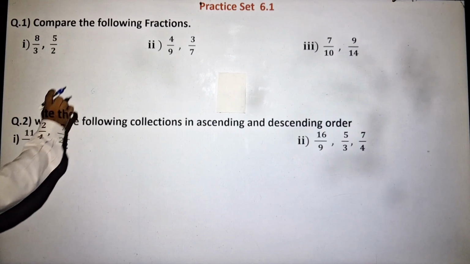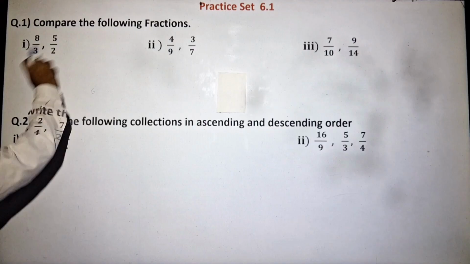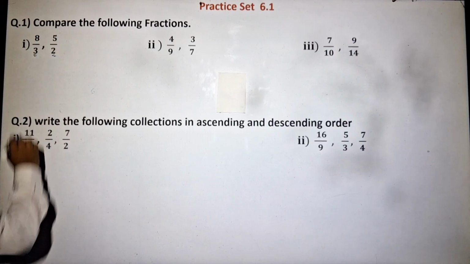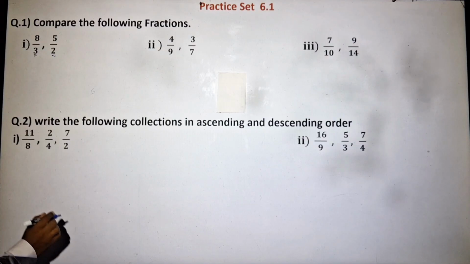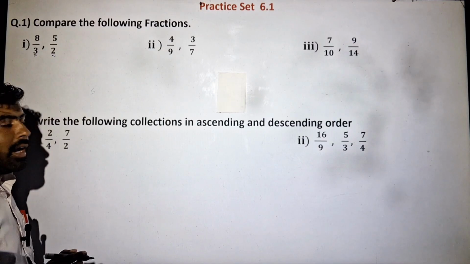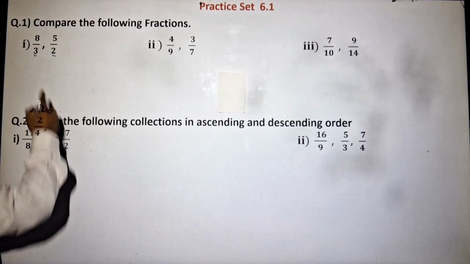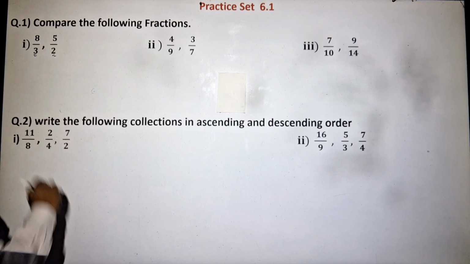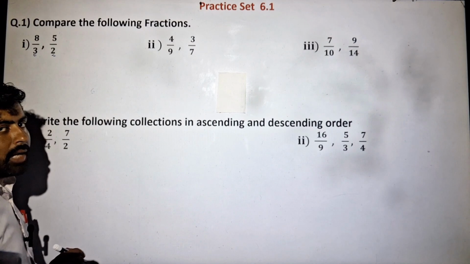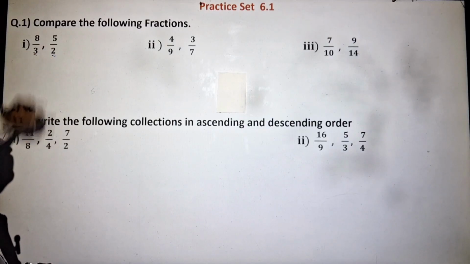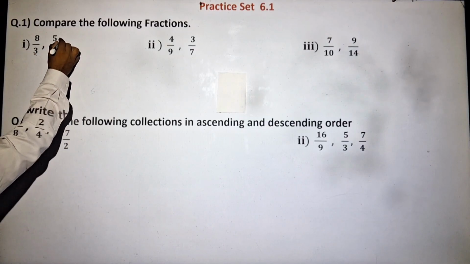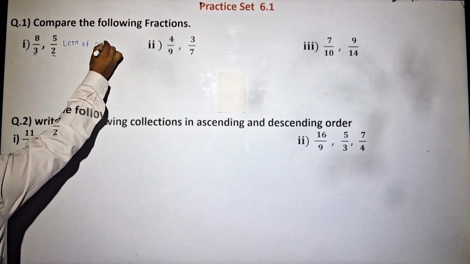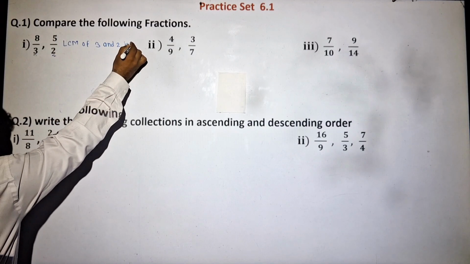Here we are comparing the fractions 8 by 3 and 5 by 2. The denominators are 3 and 2, which means both fractions are unlike fractions. To convert them into like fractions, we multiply the 3 and 2 by some particular number, that is, the LCM of 3 and 2. The LCM of 3 and 2 is 6.